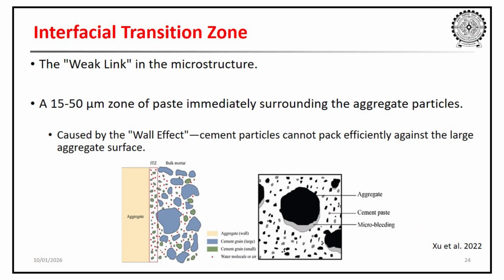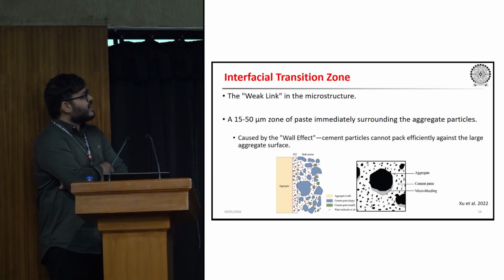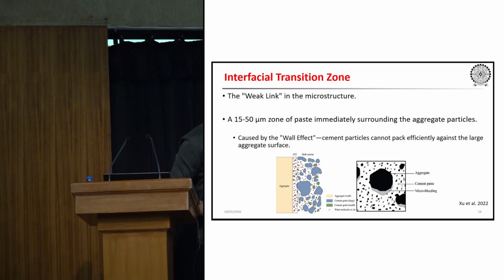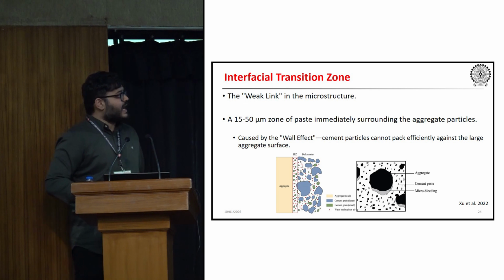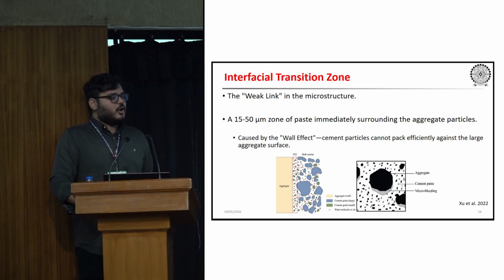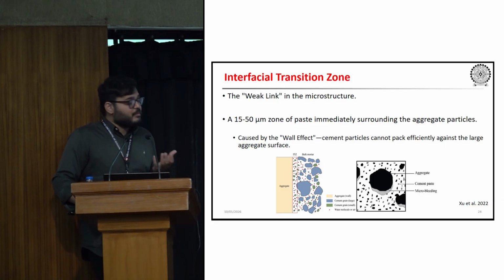Another important point in the microstructure of cement is something known as the interfacial transition zone. This interfacial transition zone is the weakest link of the microstructure. Typically it is approximately 15 to 50 microns. So if this is your aggregate, approximately 15 to 50 micron distance from your aggregate surface is known as an ITZ. It is a zone of higher porosity within the hydrated microstructure.